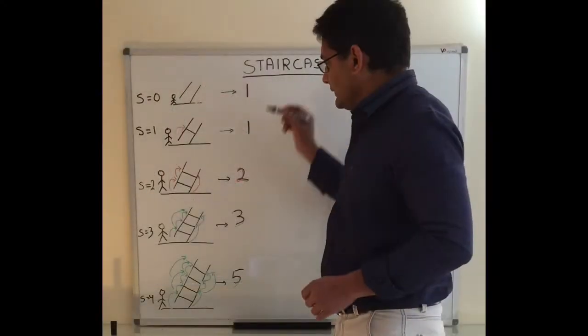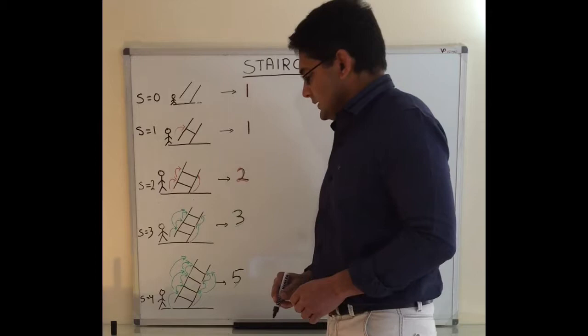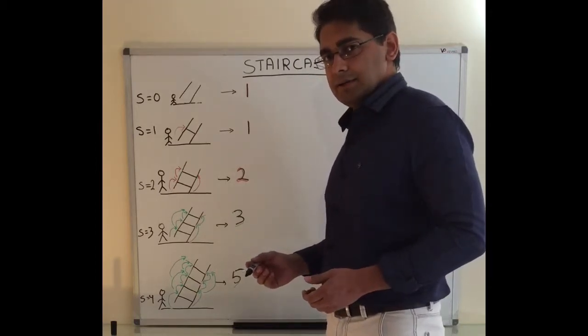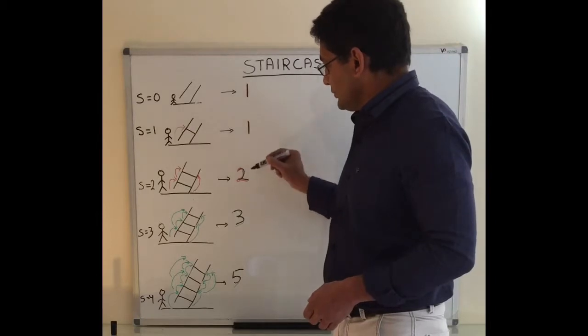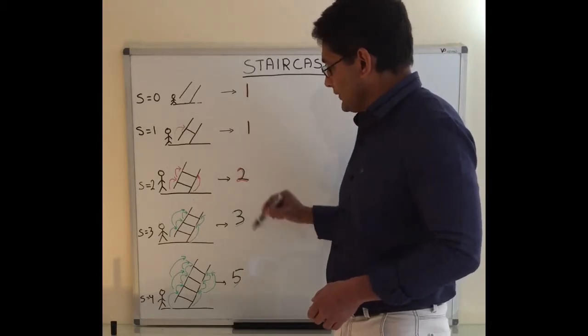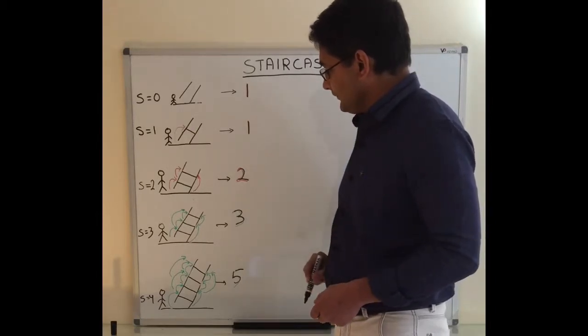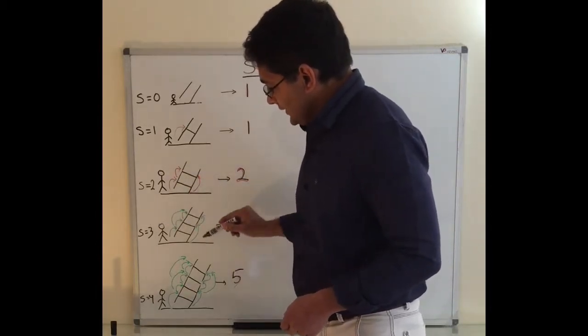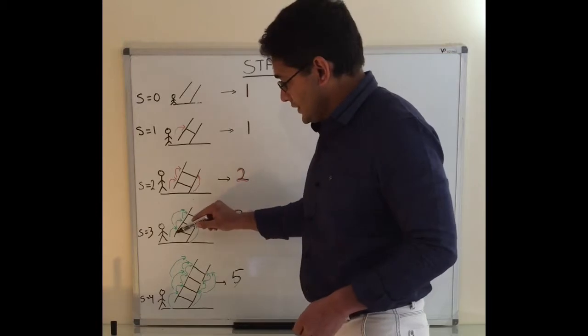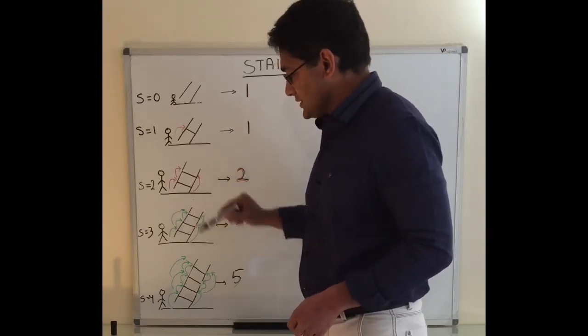If you closely look, these numbers form an interesting pattern, which is the Fibonacci series. 1 plus 1 equal to 2, 1 plus 2 equal to 3, 2 plus 3 equal to 5. Let's take an example. When s equal to 3, you have 2 choices. You can jump to step 1 or step 2.